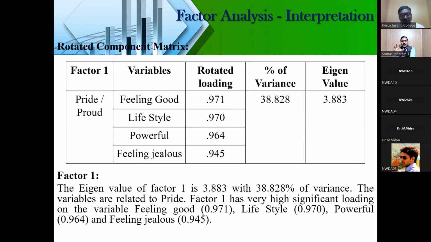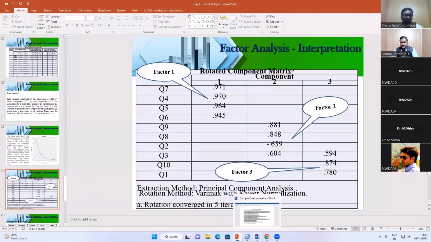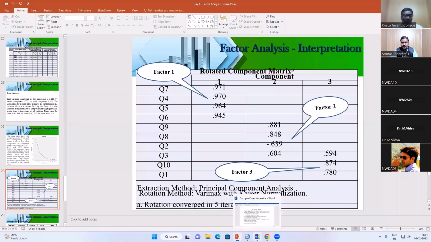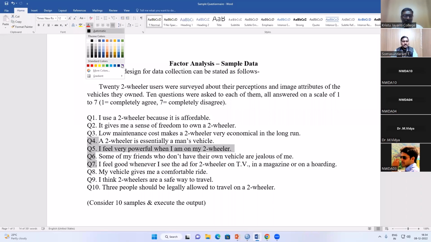Take the first one, factor 1. Question number 7 is there, right? Questions 7, 4, 5, 6. These are all factor 1, so I will mark them in red.